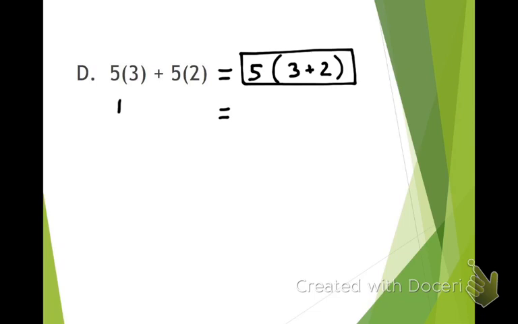Okay, 5 times 3 is 15. You got to bring down your plus sign. And what's 5 times 2? 10. Good job. Now let's go on to the right-hand side. 5 times, do that work in the parentheses. What's 3 plus 2? 5. All right, so now let's go underneath it. Put that equal sign to keep them nice and straight. 15 plus 10 is 25. And 5 times 5 is 25. Does 25 equal 25? Then that means your answer checked out and you did it correctly. Any questions on that one?